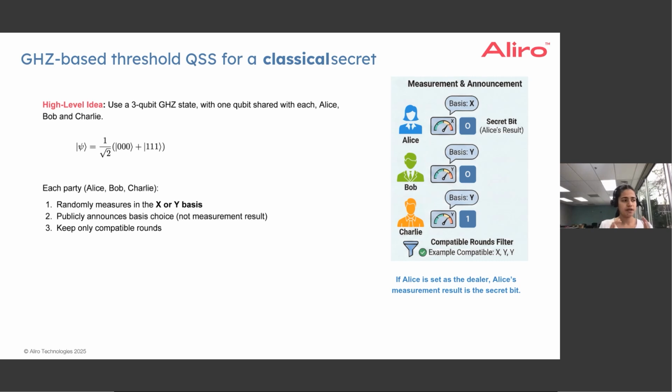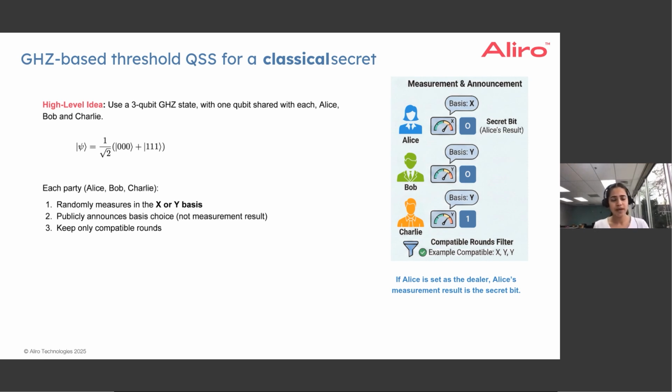There are again going to be three N-node users in a quantum network, Alice, Bob, and Charlie. They have a GHZ state that is distributed and shared across them. Each has a photon from the GHZ state. And how does the protocol go about in this case? They each measure their photon in X or Y basis, and they publicly announce the basis choice.